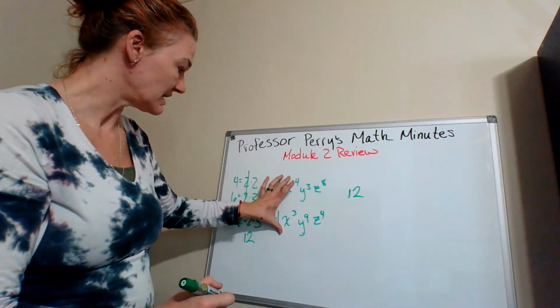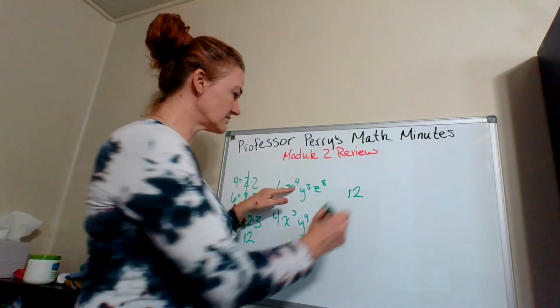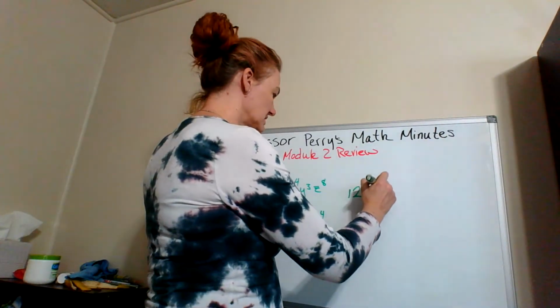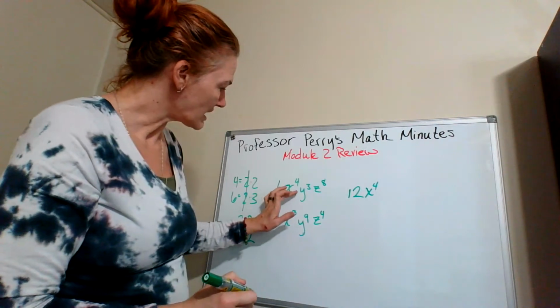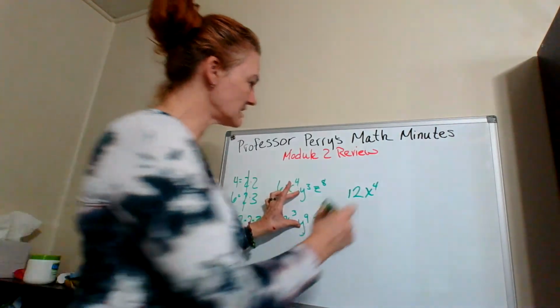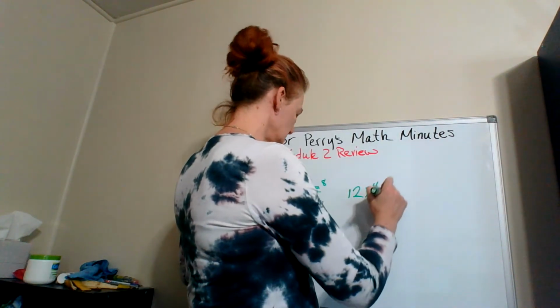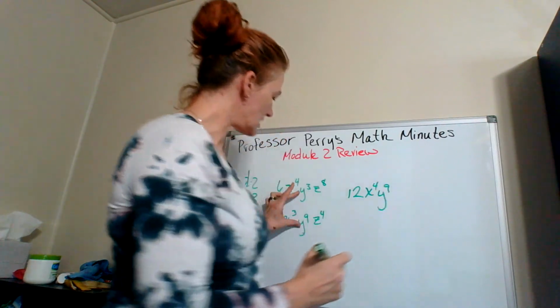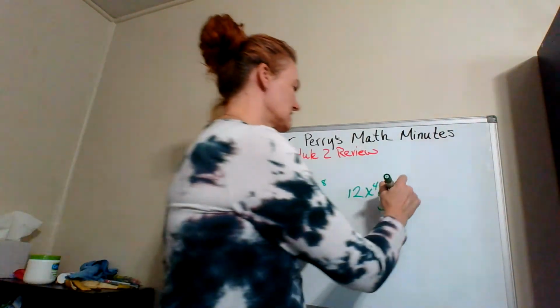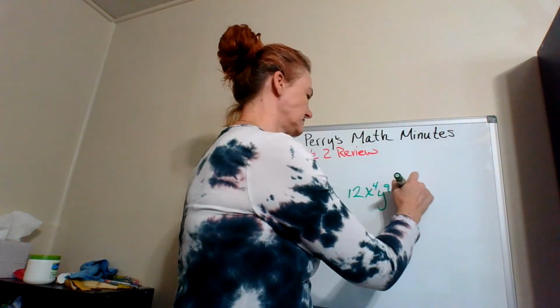Now, I have my x. I have a 3 here, a 4 there. I'm going to keep the 4. Y, I have a 9 and a 3. I'm going to keep the 9. Z, I have 4 and an 8. I'm going to keep the 8. Okay?